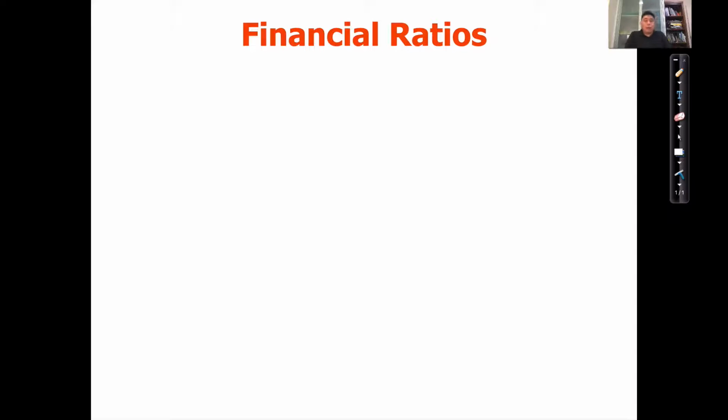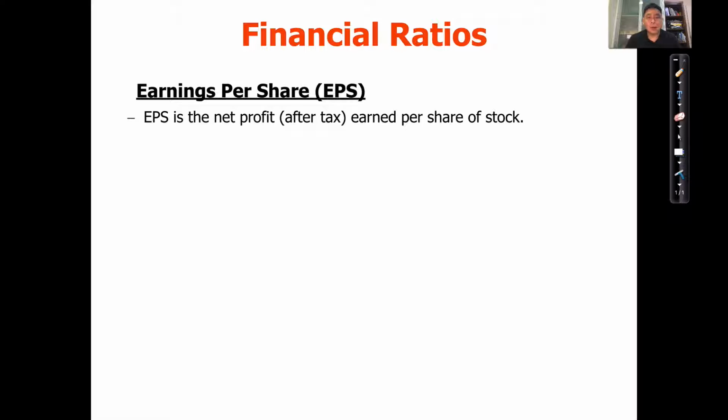All right, so in the last part of this lesson, we're looking at some common financial ratios that we can use to study the company. So one of it, I've talked about it before, is the earnings per share. We want to see that a company has consistently increasing earnings per share. And EPS, or earnings per share, is the net profit earned per share of stock.